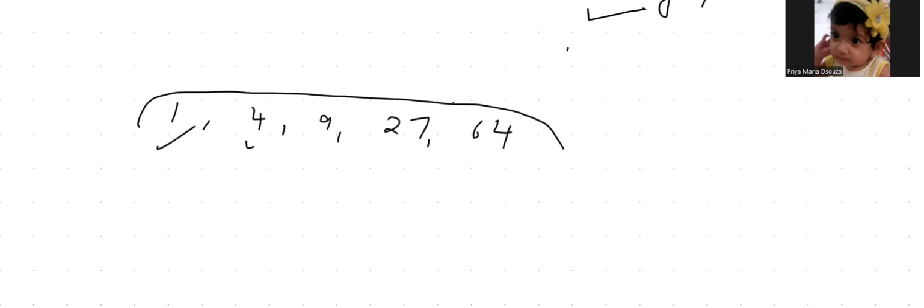I mean to say, I'm just writing the numbers. I'm not saying perfect square, I'm just writing the numbers here. So 1 is a perfect square and a perfect cube. 4 is only a perfect square. 9 is a perfect square. 27 is 3 cube, isn't it?